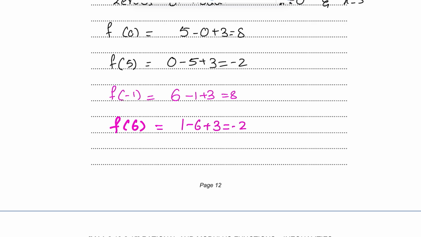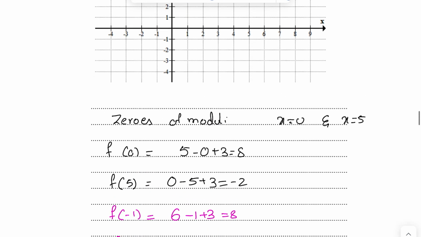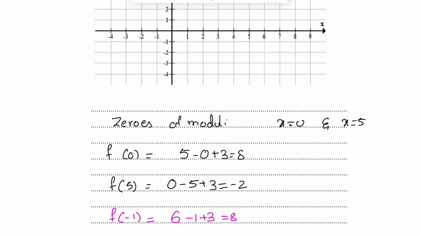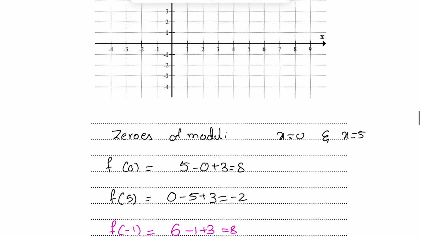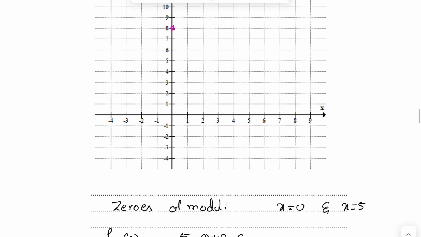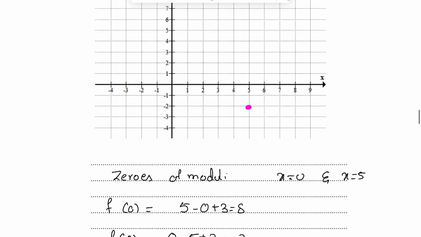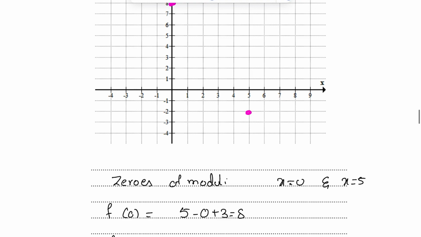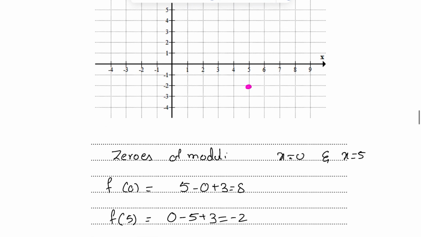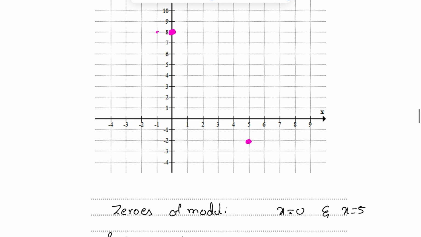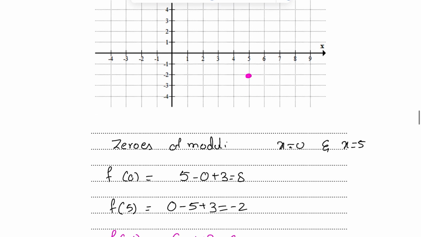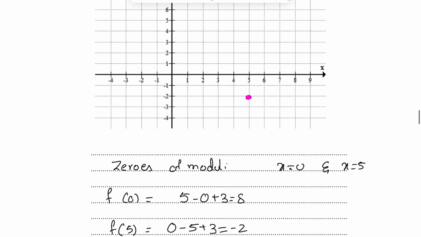Now I'm going to plot all this on the graph. So when x is 0, it is 8, and when x is 5, it is negative 2. Then negative 1 is 8, negative 1 is also 8, and 6 is negative 2.